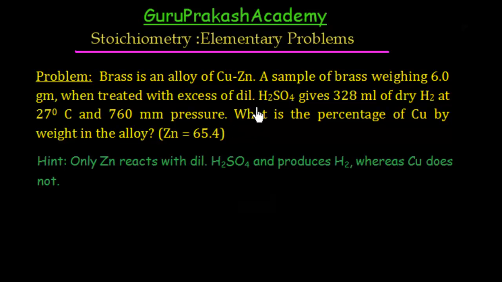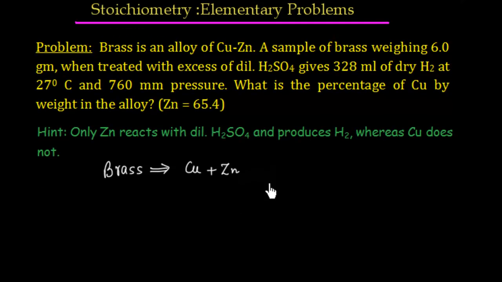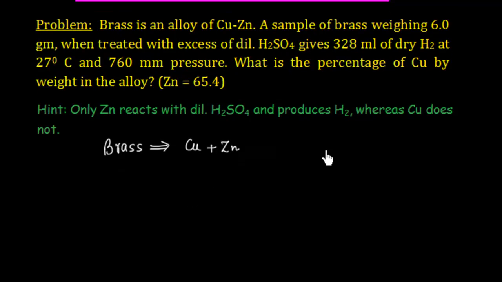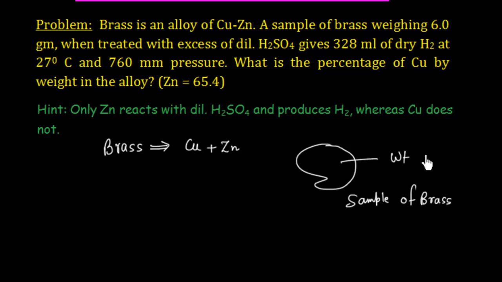Now let us discuss this problem. So this says brass is an alloy of copper plus zinc. So if I have brass and this is made up of copper plus zinc, so this is given. A sample of brass weighing 6 gram when treated with, so we have a brass sample. So this is my sample, sample of brass, and the weight of this sample is 6 gram.